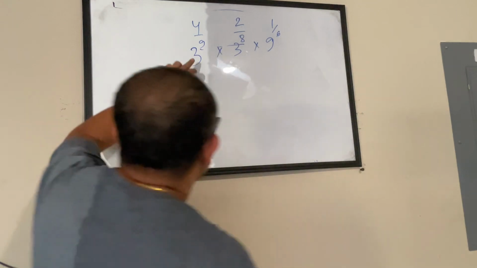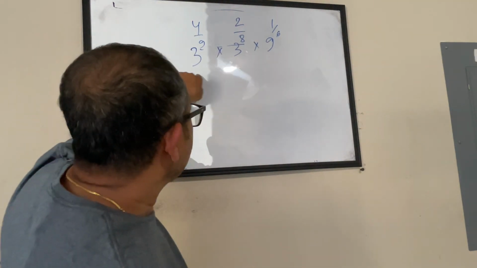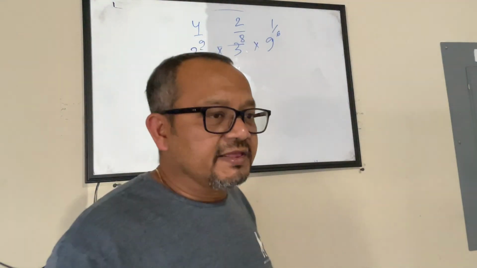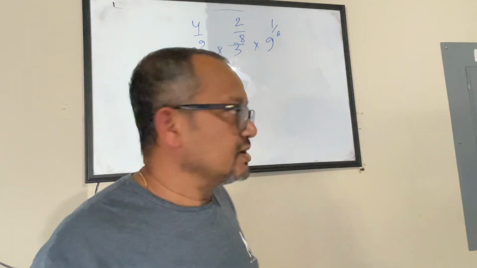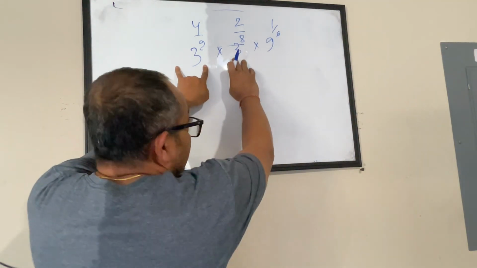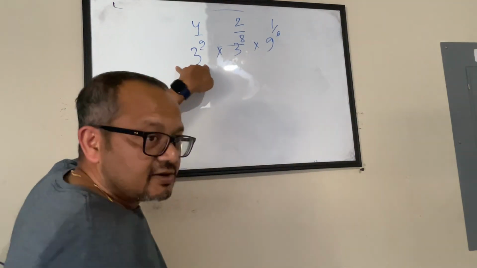I have 3 to the power 4 by 9, 3 to the power 2 by 8 and 9 to the power 1 by 6. That is what gets me worried. I have two exponents with the same base, but this guy is an outlier.